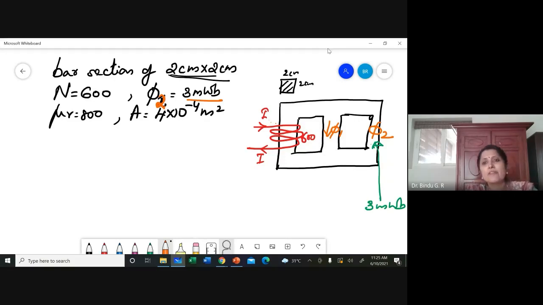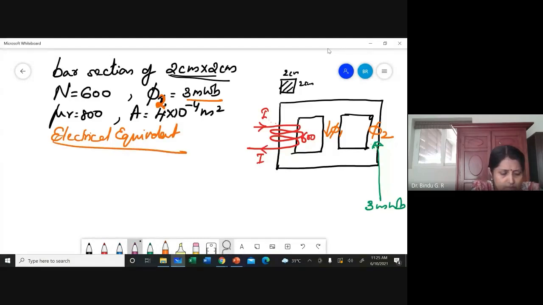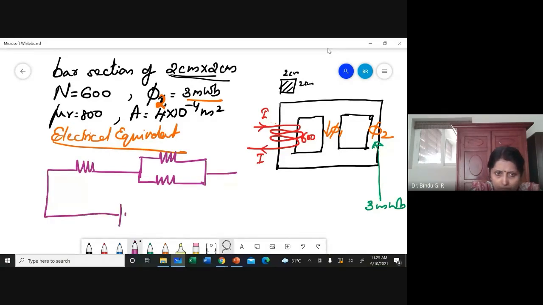As is clear from the figure, it is not a series magnetic circuit, but a parallel magnetic circuit. Now I am going to draw the electrical analog or electrical equivalent of this. If I draw, there will be a resistance, then you have two parallel paths. Always remember this circuit so that you will never go wrong.